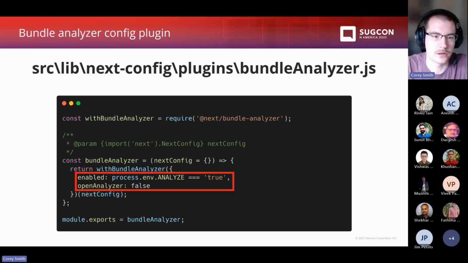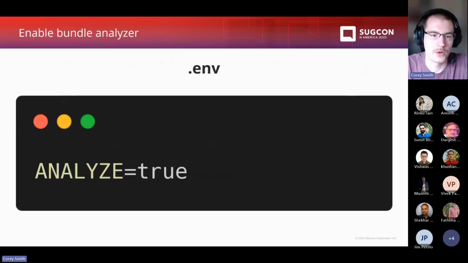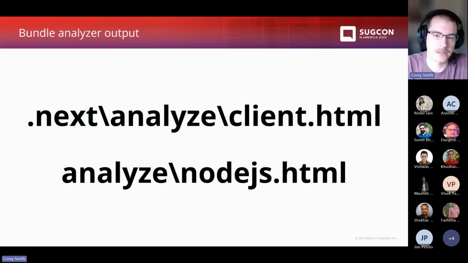So once you've got your config plugin created, go into your .env file and set ANALYZE to true, and this will enable bundle analyzer. And then the next time that your application is built, bundle analyzer will output a page for your client bundle and one page for your server-side bundle at these two paths. The client bundle, of course, is going to be client.html, and the server bundle page is going to be the nodejs.html page.